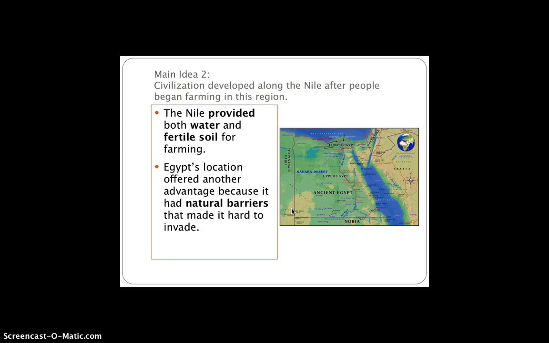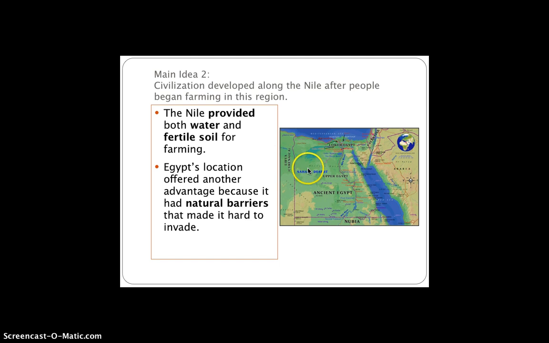Egypt's location offered an additional advantage because it had natural barriers that made it hard to invade. Think about it. On one side of Egypt, you had the Sahara Desert, and on the other side, you had the Red Sea, the Mediterranean Sea, and the Nile River. These were barriers built for the people of ancient Egypt.